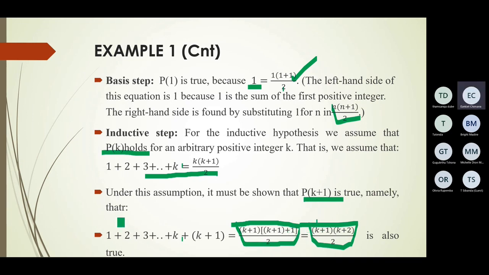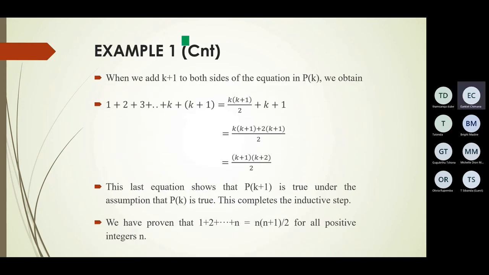And then we can see that this whole part is also equal to this whole part in our assumption step, in our hypothesis step, which means we can substitute this whole part with this part. We can just put this part here. So when we add k plus 1 to both sides of the equation in P of k, we obtain this, right?